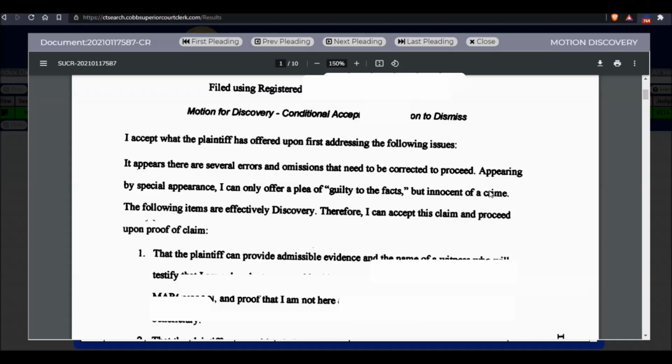Because you are admitting guilt. The fact is what determines the case. Keep that in mind. The following items are effectively discovery. Okay. Therefore, I can accept this claim and proceed upon proof of claim. See this term, this cliche buzzword, proof of claim? There's nothing wrong with this. But it's just how it's structured, how it's used.